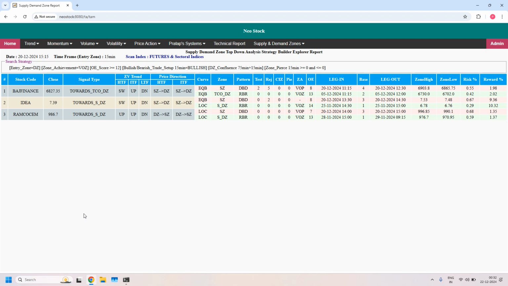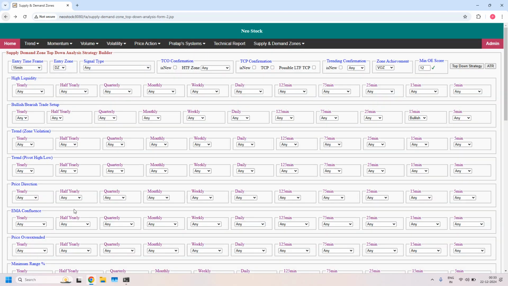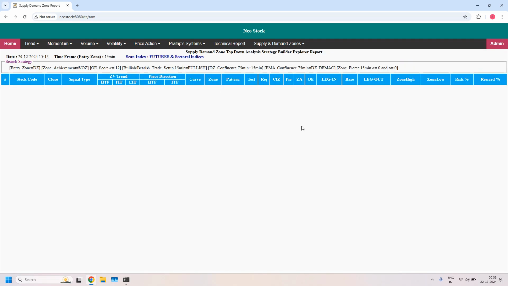Let us check out of, because 75 minutes trend is up. Let us verify whether any of these 75 minutes demand zones have daily EMA confluence, to filter even more high probability trade setup supported stocks. In the EMA confluence at 75 minutes time frame, I am selecting 75 minutes demand zone with daily EMA confluence. So we did not get any stocks.